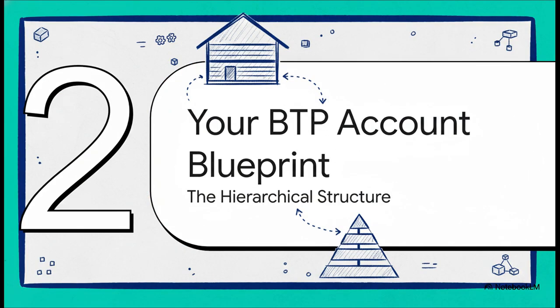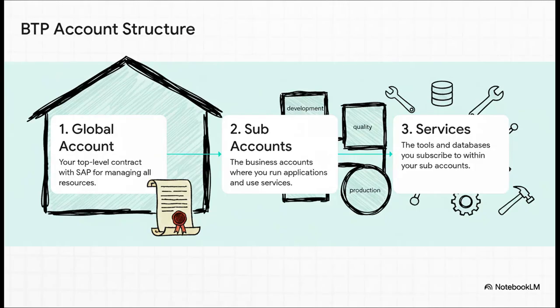Okay, now let's get into what I like to call your BTP account blueprint. To make this really click, just imagine your BTP account is like a house. It has a very specific structure, a hierarchy that's actually super easy to get your head around once you see it laid out. It all starts at the very top with your global account. This is basically your contract with SAP. It's the deed to your digital property. Now, inside that property, you build out sub-accounts. These are like the individual rooms in your house, maybe one for development, one for quality testing, and another for production. And then, inside those rooms, you put all your stuff, the tools, the furniture. Those are the services and databases you'll actually be using.